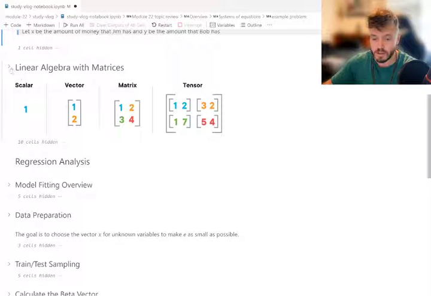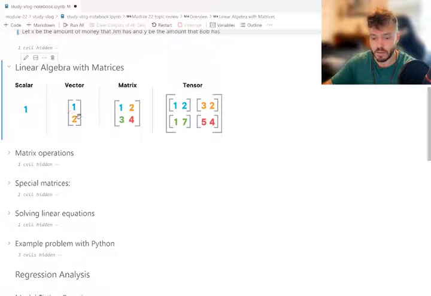Again, here's a good visualization of exactly what I was talking about earlier. I was talking about scalars, vectors, matrices, and tensors. Cool picture. I don't have much else to say about that, honestly.